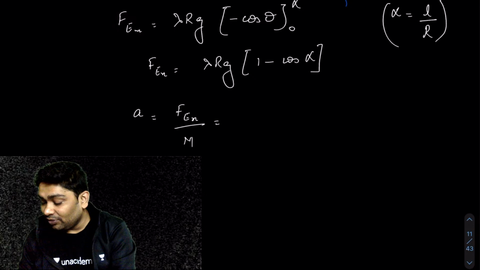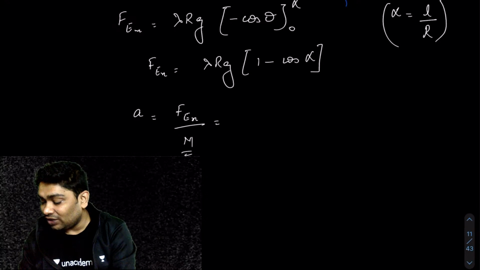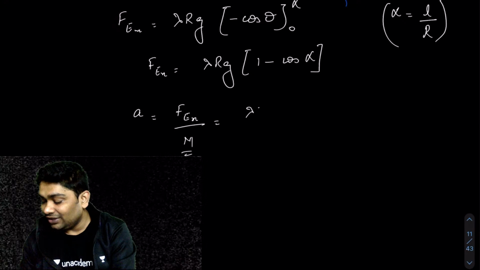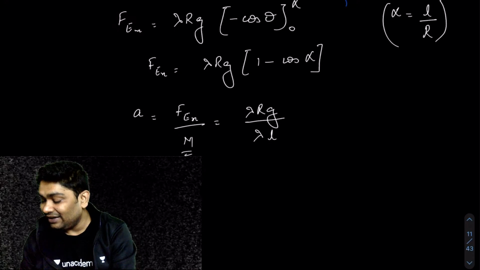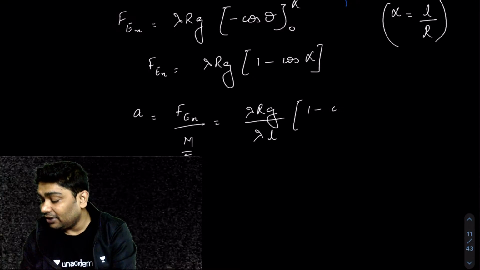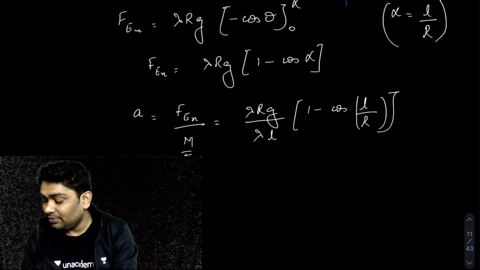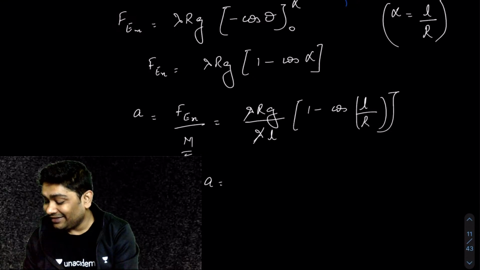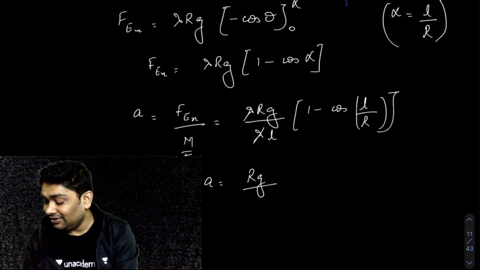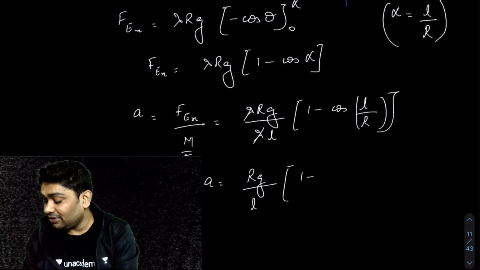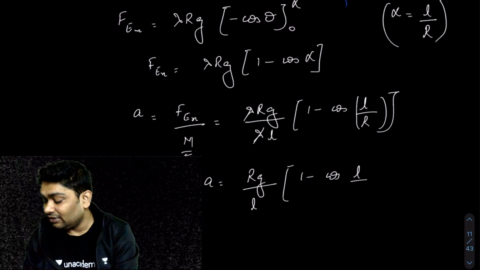So m would be nothing but lambda times L. So that is what I will do. R g over this will become lambda times L, and here I will have 1 minus cos of L over R. So this becomes the answer. Acceleration is Rg over L times 1 minus cos of L over R.